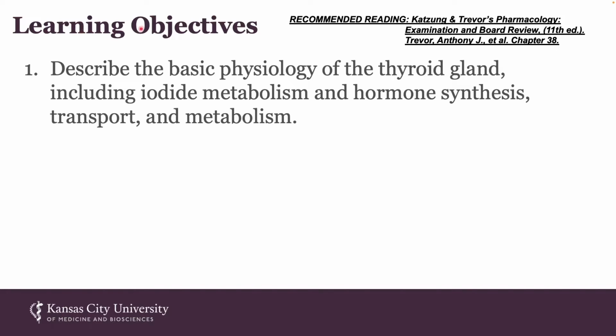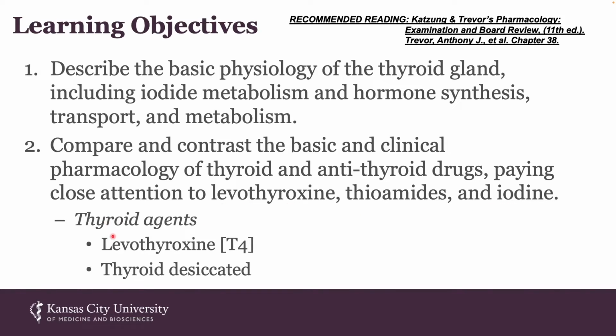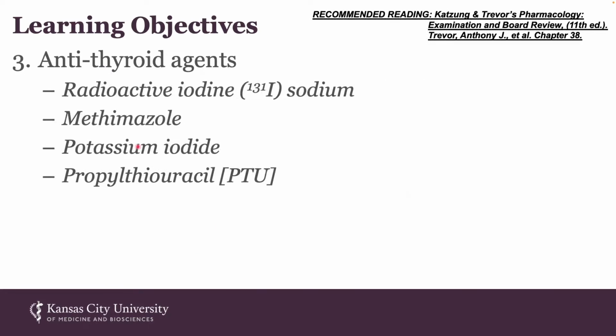Here are your learning objectives and a recommended reading. We're going to describe the basic physiology of the thyroid gland, including iodide metabolism and hormone synthesis, transport, and metabolism. We're going to compare and contrast the basic and clinical pharmacology of thyroid and antithyroid drugs, paying close attention to levothyroxine, thioamides, and iodine. Thyroid agents include T4, also known as levothyroxine, and thyroid desiccated.